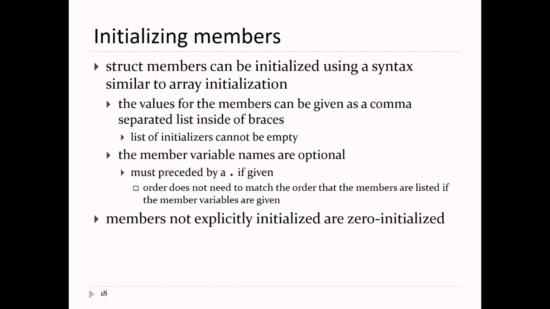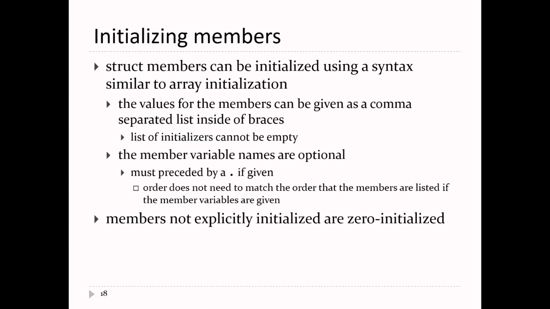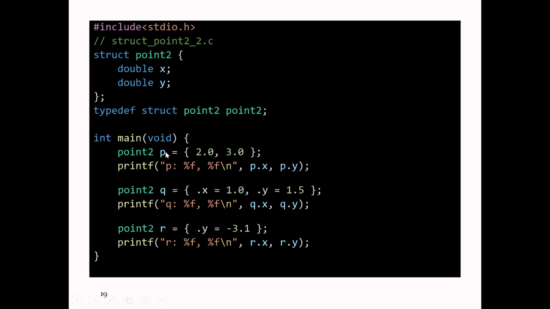Initializing members. The members of a structure can be initialized using a syntax that's the same as array initialization. In other words, I can write point2 p equals braces, and then fill in the values of x and y. Let's look at an example. I can write p equals brace 2, 3. That sets x to 2 and y to 3. So if I print out p.x and p.y, I get 2 and 3.